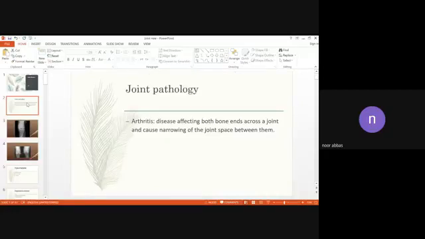We will discuss joint pathology. The term arthritis is used to describe a disease that is affecting both bone ends across a joint and generally causes narrowing of the joint space between them.